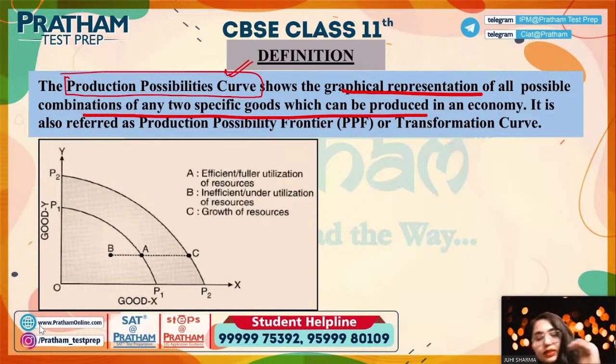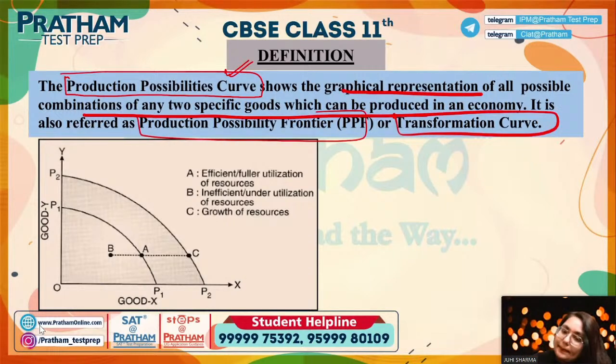Now, this production possibility curve is also known as the production possibility frontier. That is one name, and it is also known as the transformation curve. So if somebody asks you what is the production possibility frontier, that is PPF, or what is the transformation curve, this means the same. Production possibility frontier, PPF, transformation curve, remains the same.